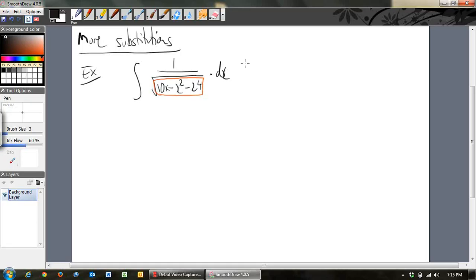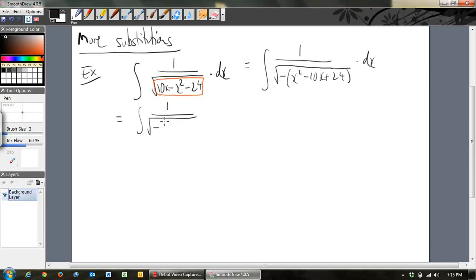I'm going to probably run out of space again, but I'll try to be careful. We're going to complete the square. I'm going to take this negative out the front and have x squared minus 10x plus 24. Now we'll complete the square of what's inside: negative, and x minus 5 squared, which gives us x squared minus 10x plus 25.